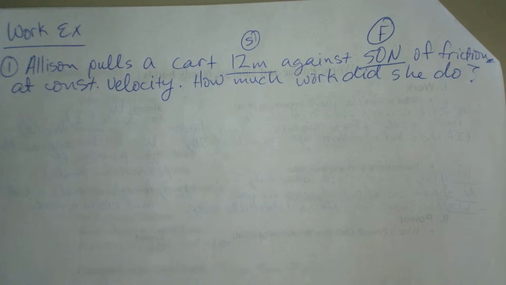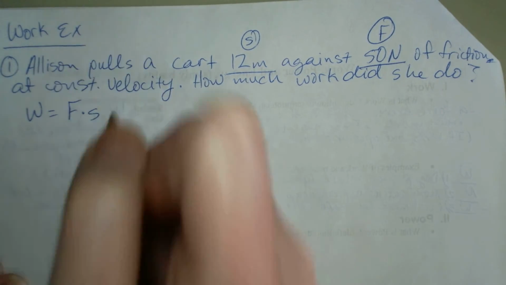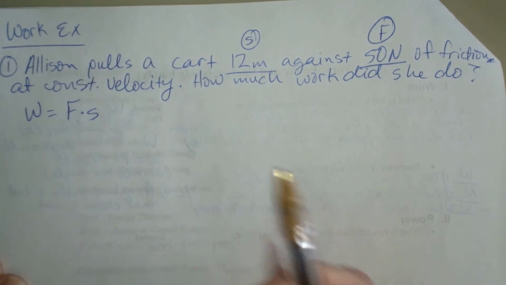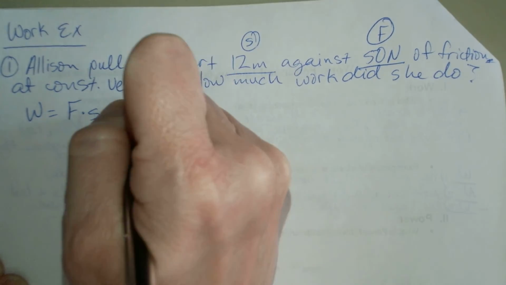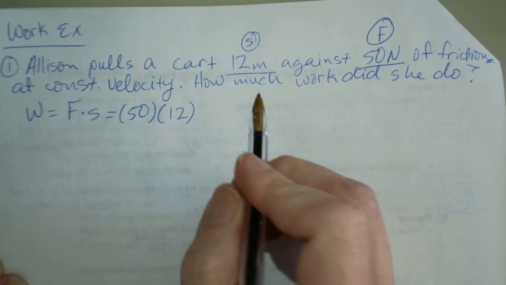And we're assuming she's moving horizontally, or at least your displacement and your force are in the same direction. So work equals force times displacement. You have F, you have S, you're looking for W. So you just plug it in. So 50 times 12. And these are in the correct units.